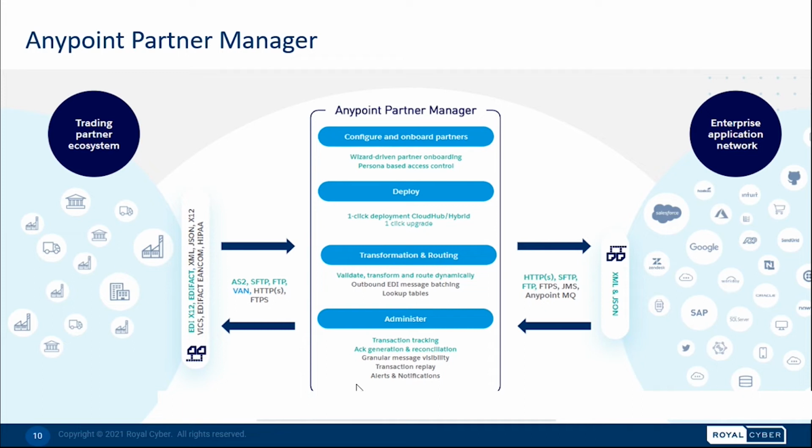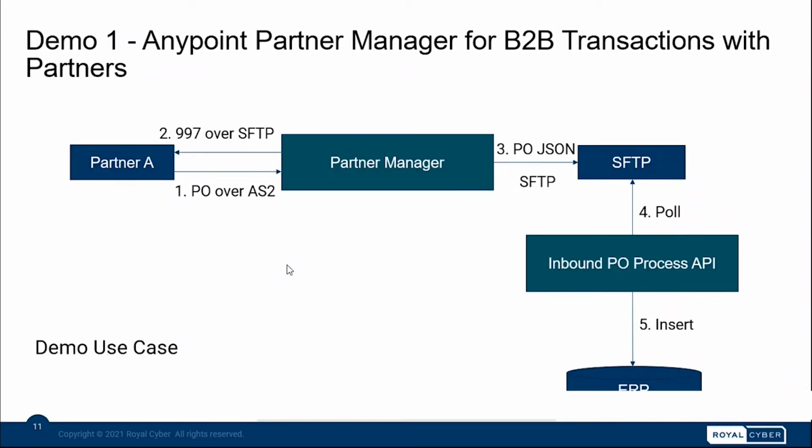Next, let's move to the demos we have for today. So let's see how we can use Anypoint Partner Manager for B2B transactions with our partners. The use case chosen to demonstrate Anypoint Partner Manager functionality relates to a scenario where one of your partners wants to electronically exchange a purchase order, or 850 X12 message, with you.